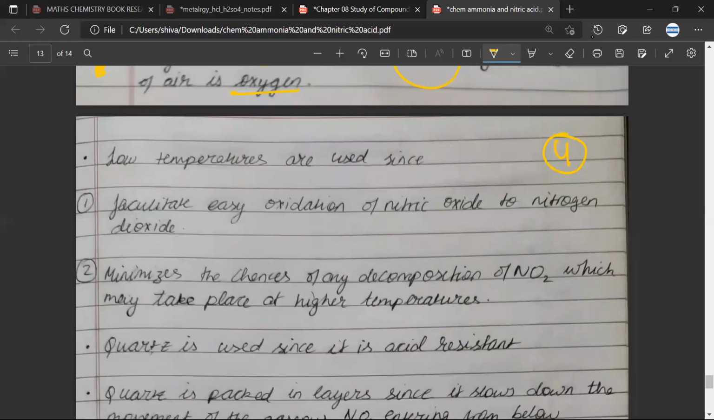Let's move on. Low temperatures are used since they facilitate easy oxidation of nitric oxide to nitrogen dioxide, and minimize the chance of any decomposition of nitrogen dioxide which may take place at higher temperatures.